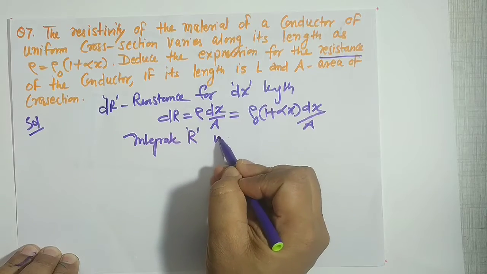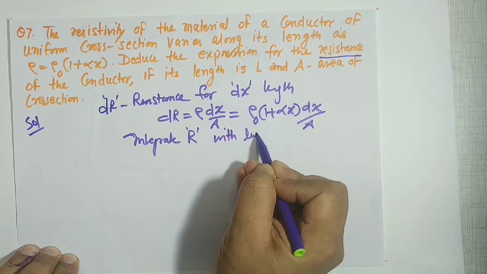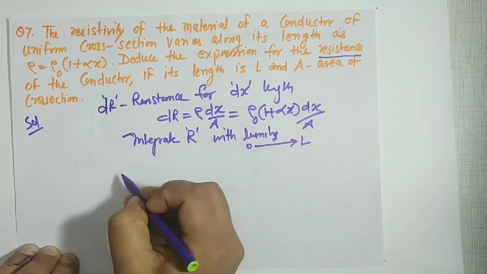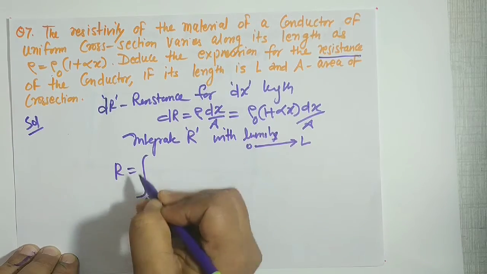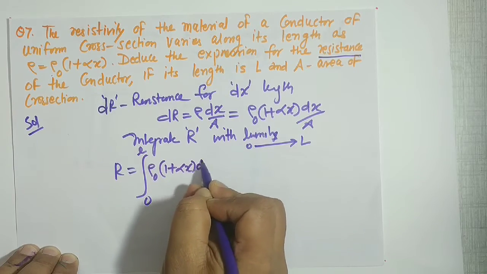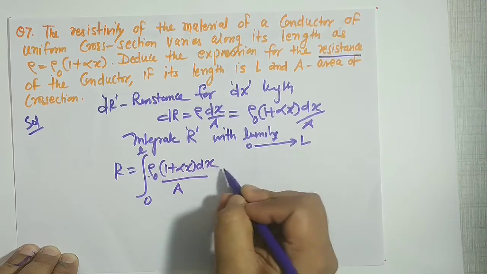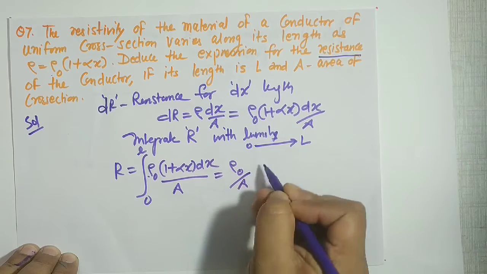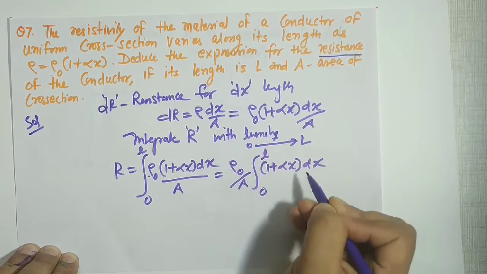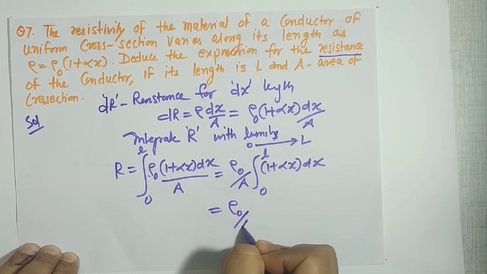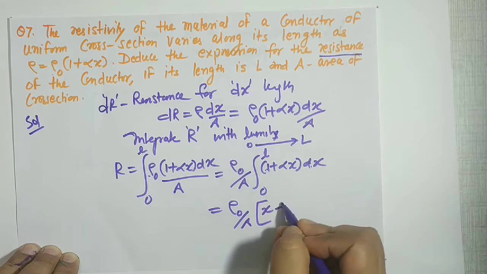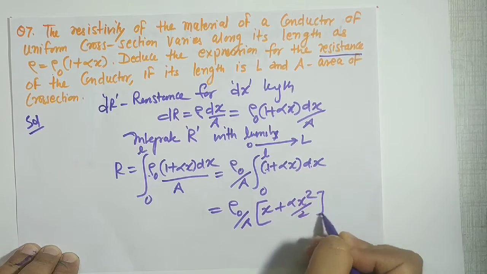R with limits. Okay, limits of length are what? With limits 0 to what? L. So it will be R, integration 0 to L of this one, rho (1 plus alpha x) dx by what? A. So rho naught by A will be out because it's a constant, and we are left with the integration of what? 1 plus alpha x dx. And I think it is very easy to integrate. I'm going to write it: 1 dx will be x, and alpha x dx will be what? Alpha x square by 2, from 0 to L.